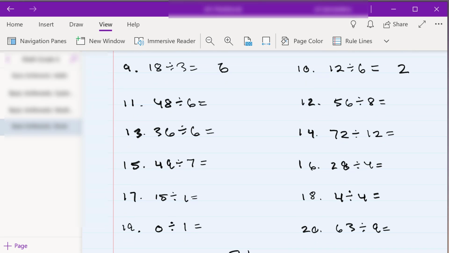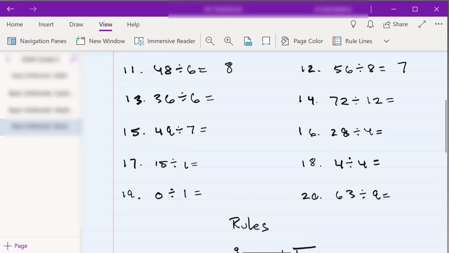48 divided by 6 is 8. 56 divided by 8 is 7. 36 divided by 6 is 6. 72 divided by 12 is 6, or 6 times 12 equals 72. 49 divided by 7 is 7. 28 divided by 4 is 7.